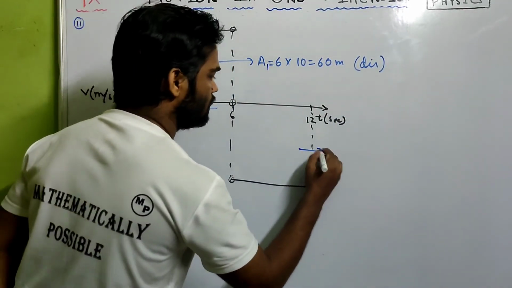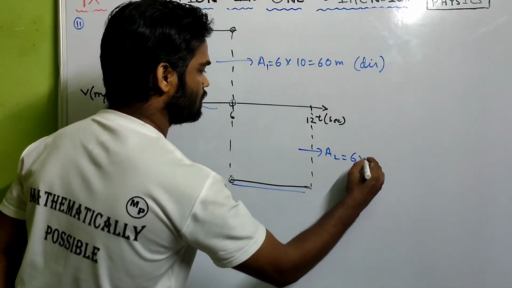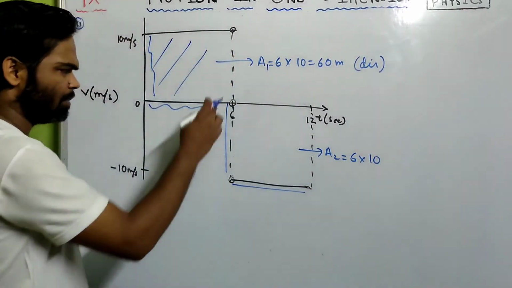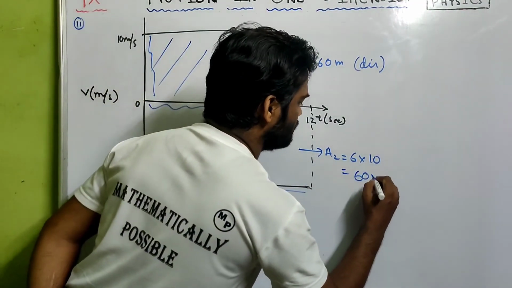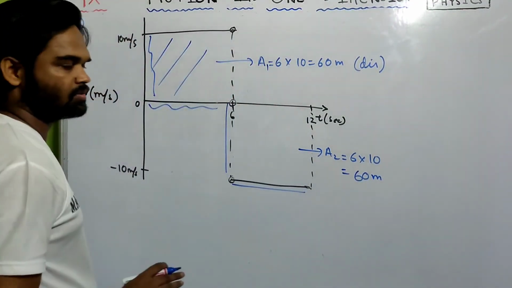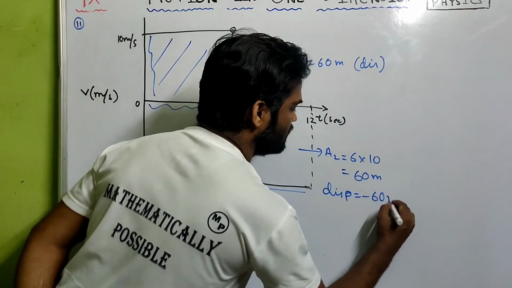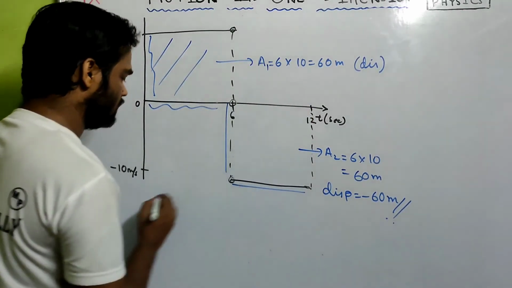A1. Over here, A2. Again, this is 6. This is 10. If somebody does minus 10, we are taking the displacement there. So the distance is 60 meter. Just finding the distance first, okay? If you talk about displacement in this case, displacement will be minus 60 meter. Okay? Now the total distance.